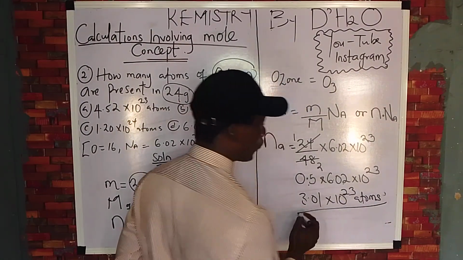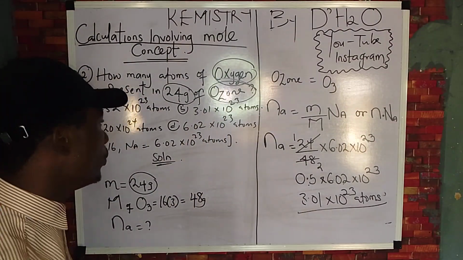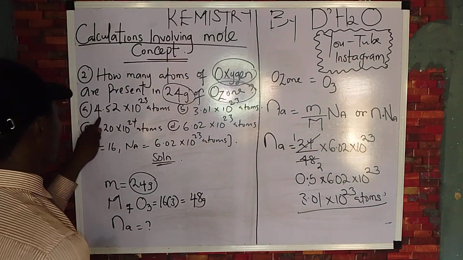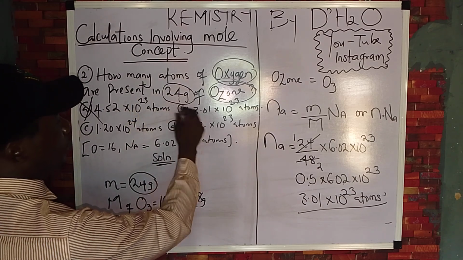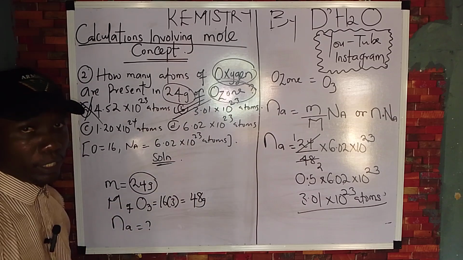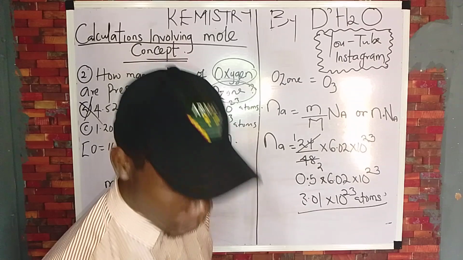These are the number of oxygen atoms that is present in 24 grams of what? Ozone. So let's go back to the options. Option A says 4.5, totally wrong. Option B says 3.01. Our answer is what? B. We have another 2 questions to solve on mole concept before we call it a day.